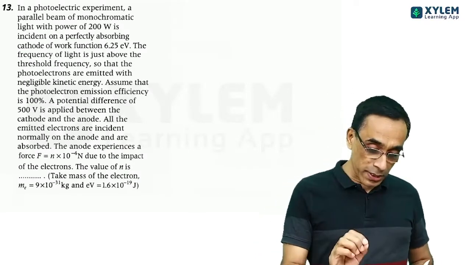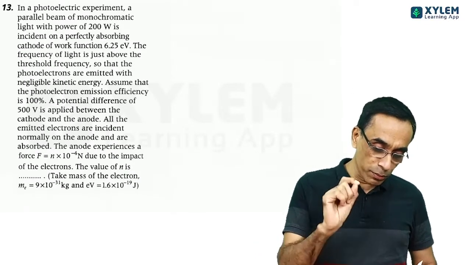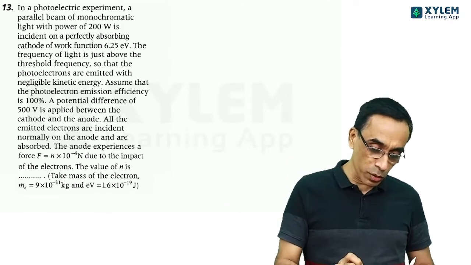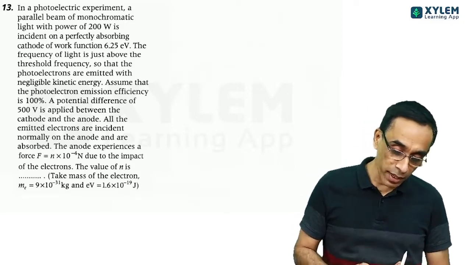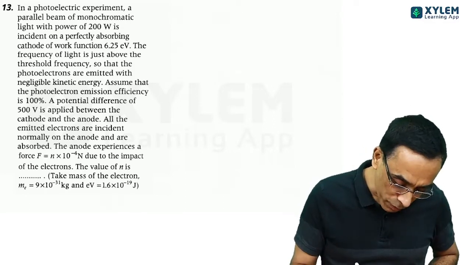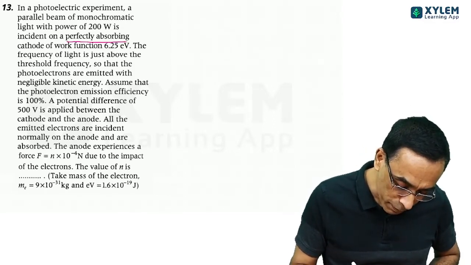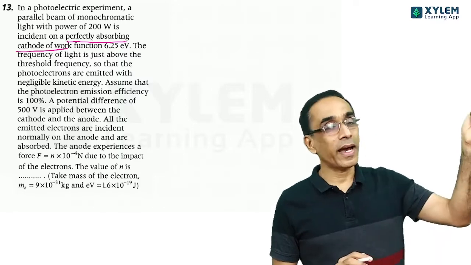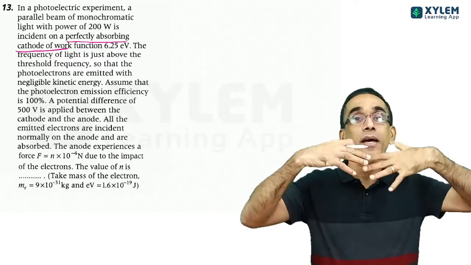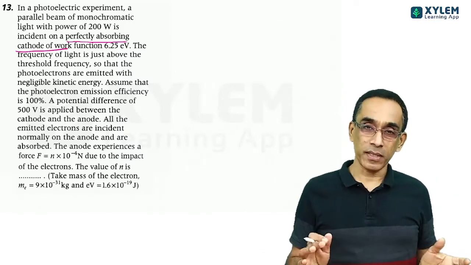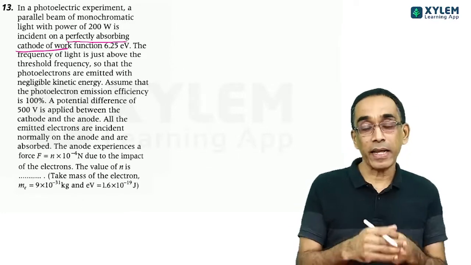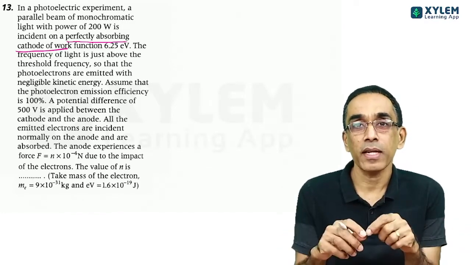In a photoelectric experiment, a parallel beam of monochromatic light with the power 200 watt is incident on a perfectly absorbing cathode of work function 6.25. This is the highlighted point: perfectly absorbing cathode, a cathode absorbing photons completely. Work function 6.25, so you know that if the incident energy is greater than 6.25, then electrons will be emitted.